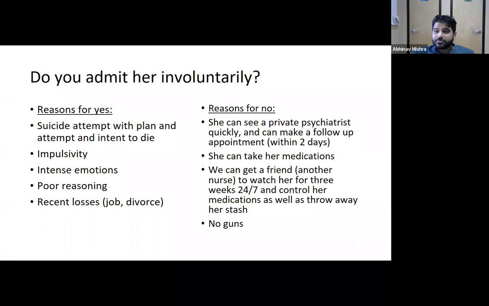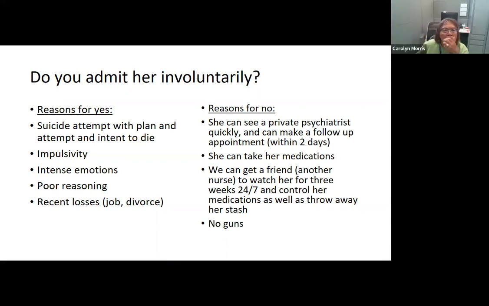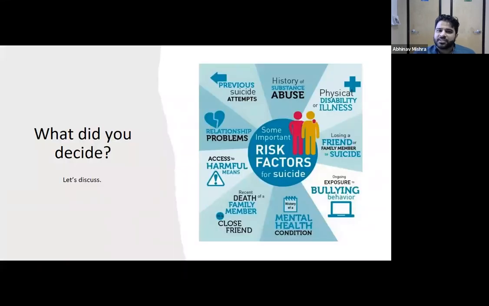They were going to drive them to work, and they were going to pick them up. So they were going to have someone with them 24/7. And we got them to throw away all the medications in the stash, and there were no guns in the house. So what would you personally decide? We look at some of these important risk factors here, and she has so many of them. Does anyone want to pipe up with what they think they should do?